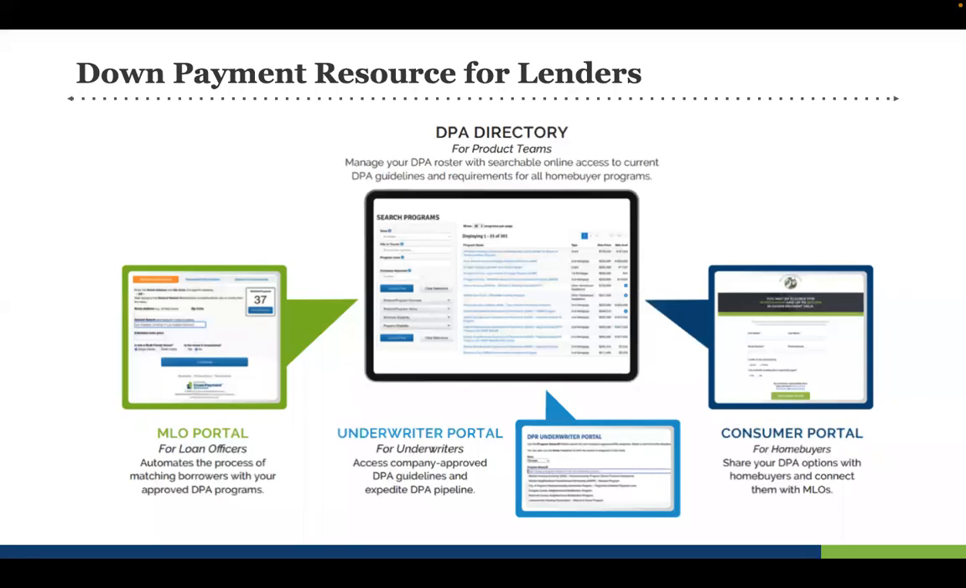You can monitor programs as they change and evolve, and you can proactively go find new programs to roll out to your LOs through the LO portal, to your underwriters so they can immediately underwrite to current guidelines when a DPA file hits their desk, and to consumers if you wish to use that for enterprise lead generation, consumer direct, out to the branches, however you might want to roll that out.